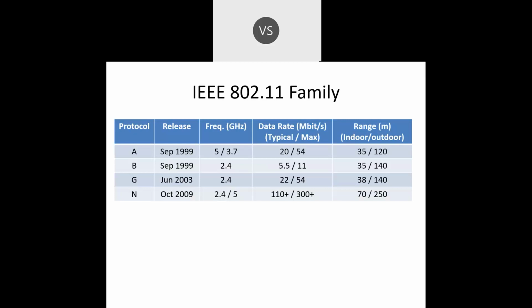What are the different families? In September 1999, it started with 5 to 3.7 gigahertz communication frequency. The data rate is 20 to 54, a lower data rate. Range is up to 35 indoors. Outdoors it is 120. Why is the range different? Indoors it's only 35 and outdoors it's 120.